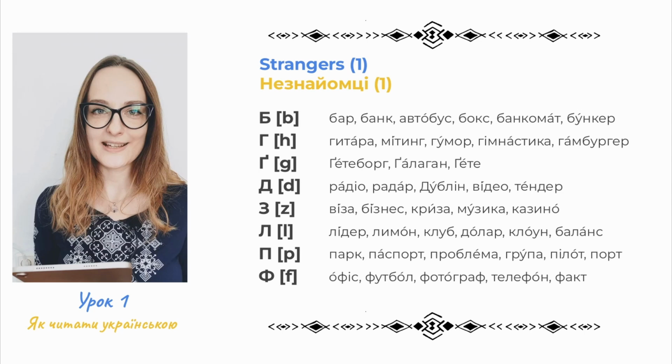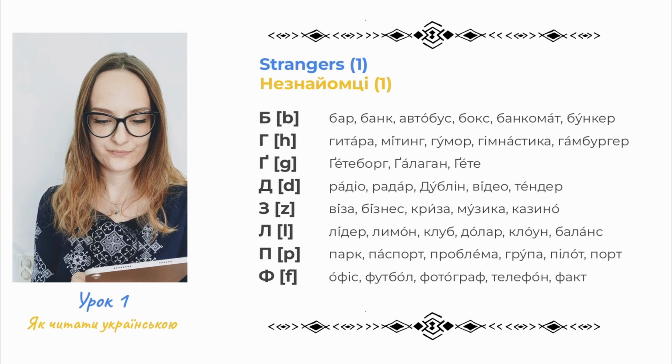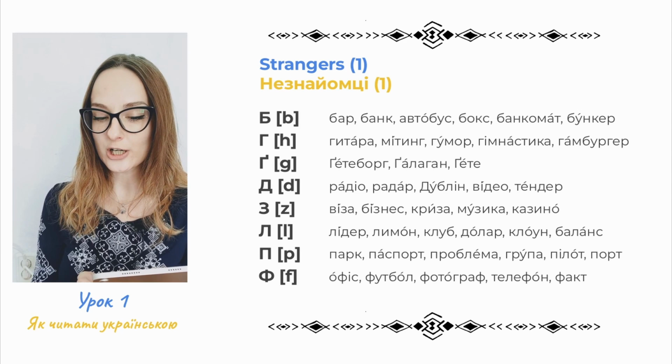Тендер. The next letter looks like the number three, but has the sound Z. Z. Visa, business, криза, музика, казино.